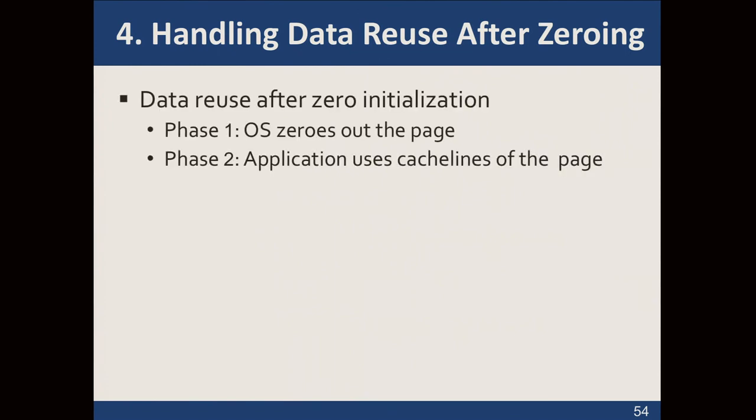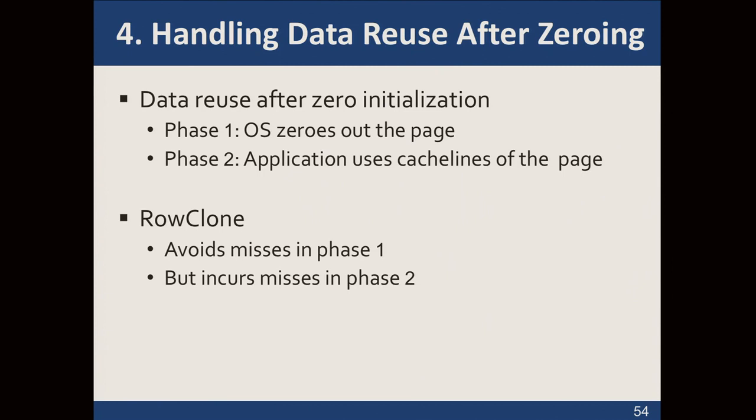This paper tackles the case where you zero a page, and then you need to reuse that page. Let's take a look at what happens with RowClone. In the baseline, there are two phases, actually. In the first phase, the OS zeroes out the page, and the hardware zeroes it out also. In the second phase, the application needs to use the cache lines of the page. If you think about RowClone, it basically speeds up phase one. It avoids cache misses in phase one, because everything is done in memory very quickly. But it incurs misses in phase two, because it didn't bring the data into the cache. So the question is, how do you get the benefits of both worlds?